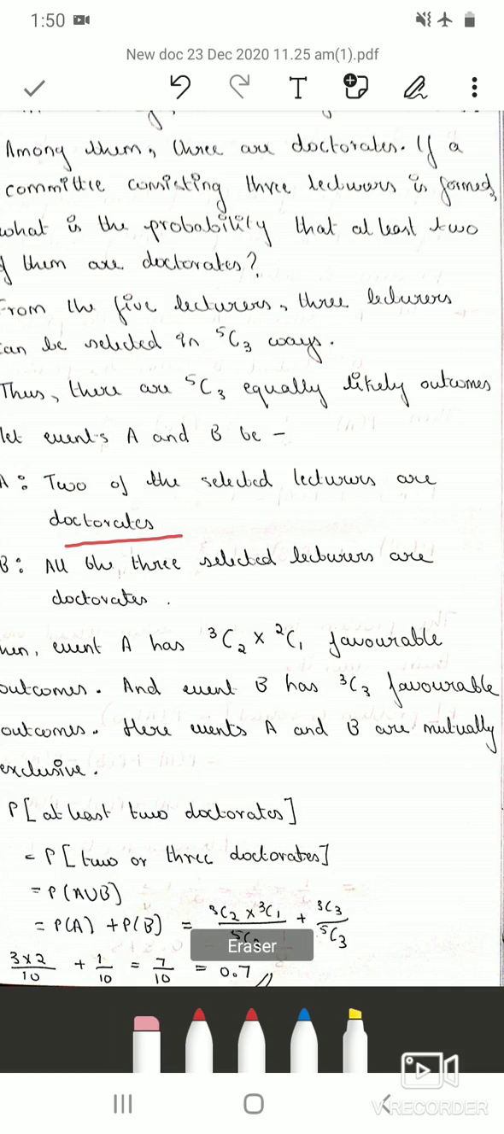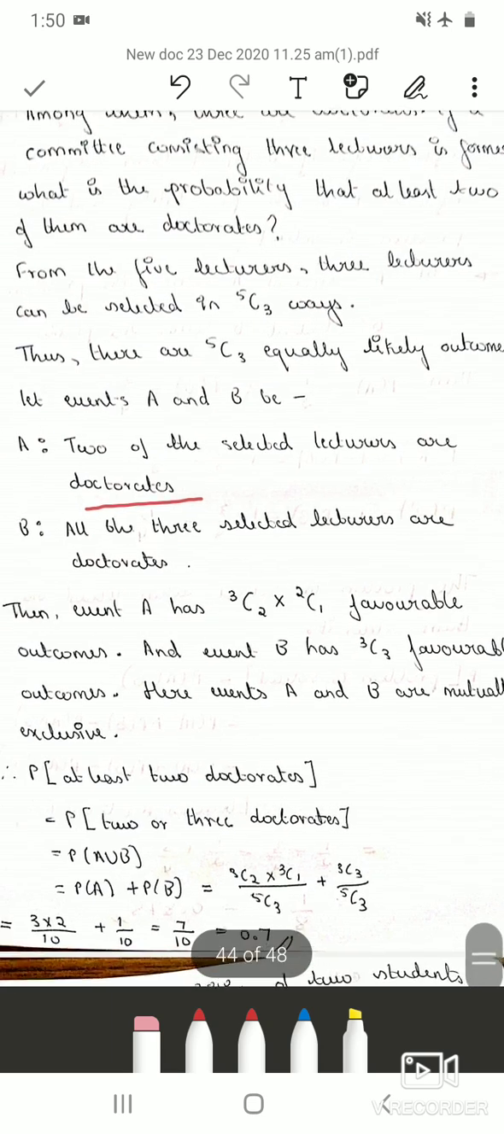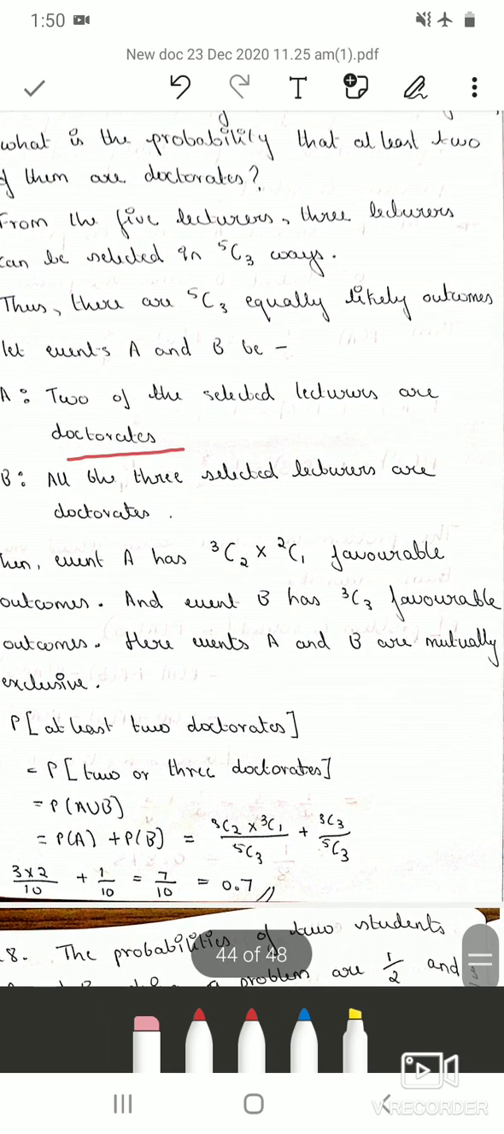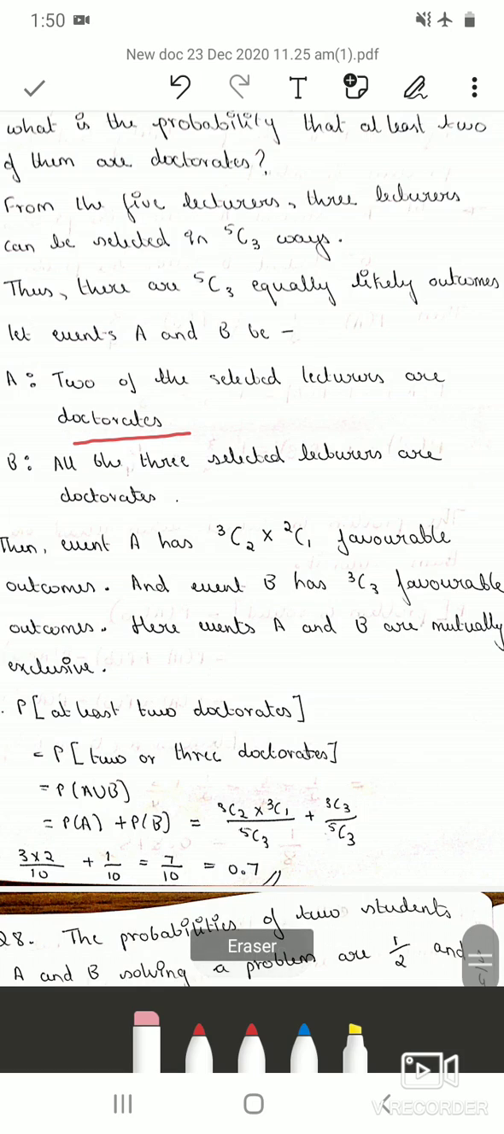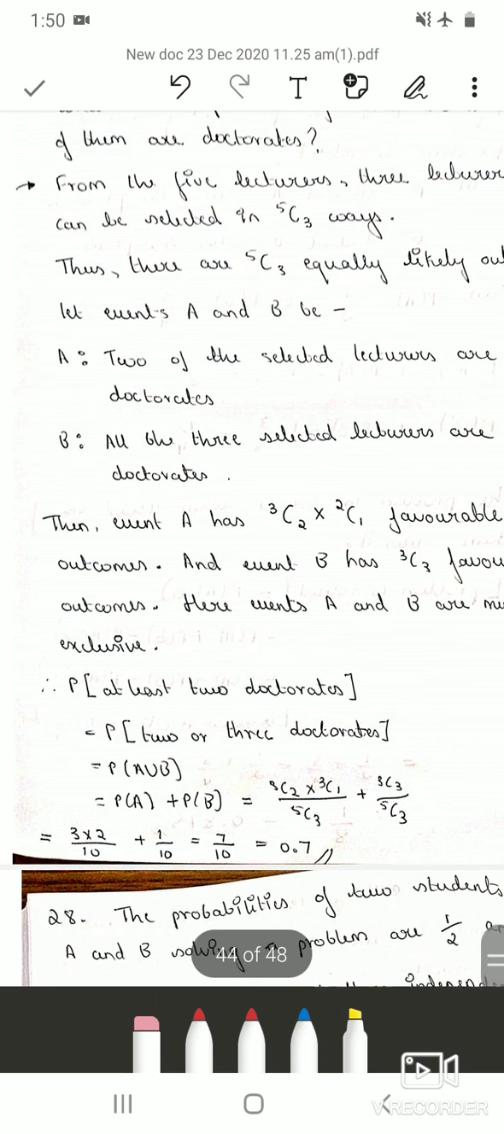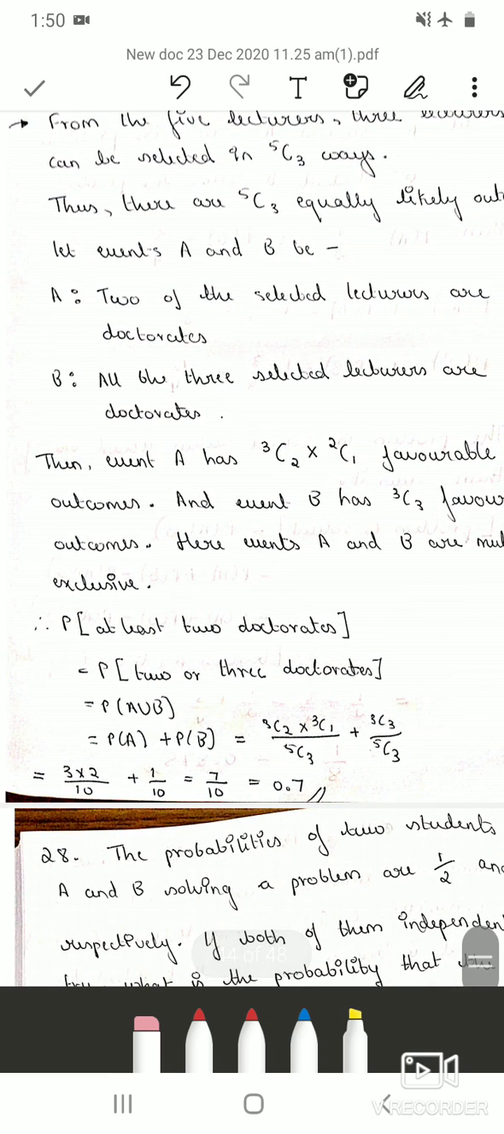Therefore event A has 3C2 into 2C1 favorable outcomes, and event B has 3C3 favorable outcomes. That is, all the 3 selected lecturers are doctorates. There are 3 doctorates and we are selecting 3 lecturers who are doctorates, which can be done in 3C3 favorable outcomes. So here events A and B are mutually exclusive. Therefore the probability of getting at least 2 doctorates is the probability of 2 or 3 doctorates, which is the probability of A union B.